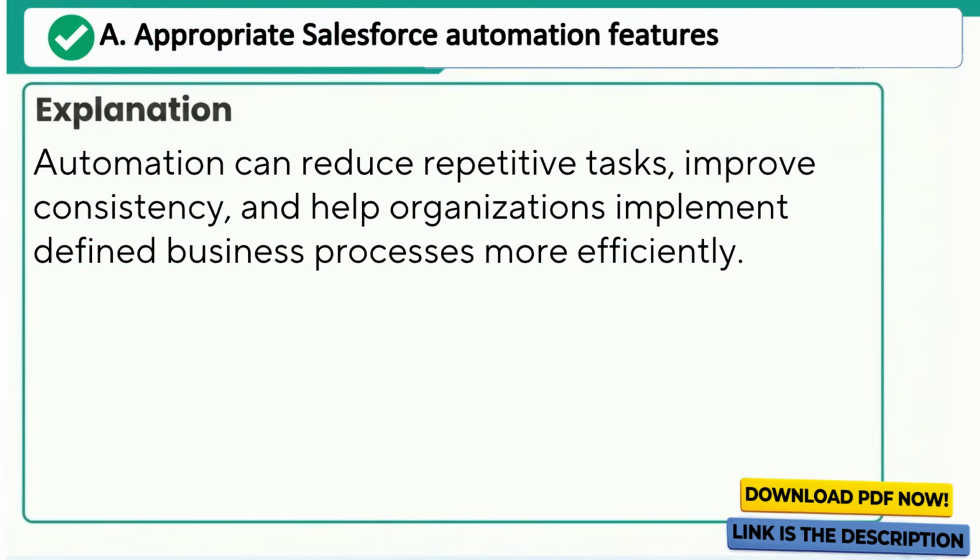Correct answer. A. Appropriate Salesforce automation features. Explanation. Automation can reduce repetitive tasks, improve consistency, and help organizations implement defined business processes more efficiently.